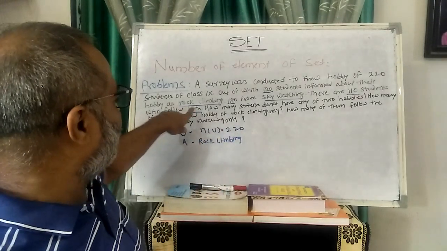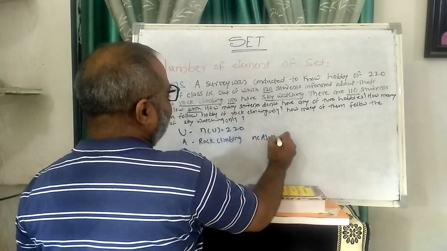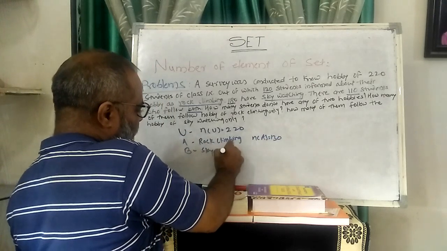So how many students have hobby as rock climbing? 130. So N of A is equal to 130. I just take set B as sky watching.